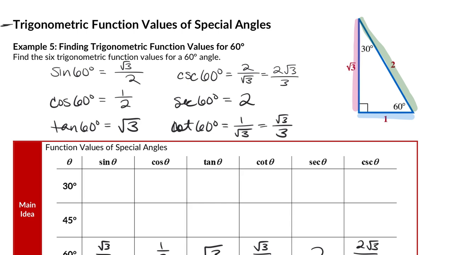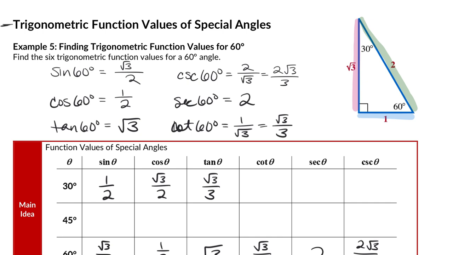Sine is opposite over hypotenuse. What is opposite of 30? 1. So this is 1 over 2. What is the cosine of 30? That's adjacent over hypotenuse. Yeah, radical 3 over 2. And the tangent would be the opposite over the adjacent. Yeah, 1 over radical 3, which we would reduce to square root of 3 over 3.